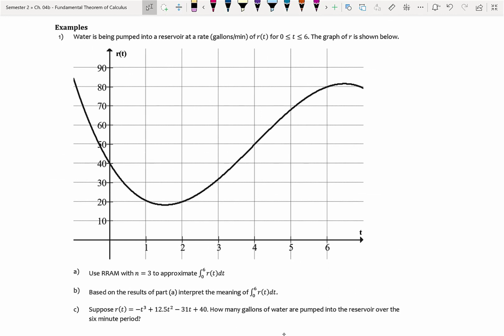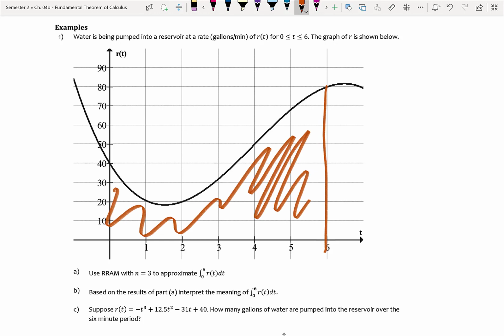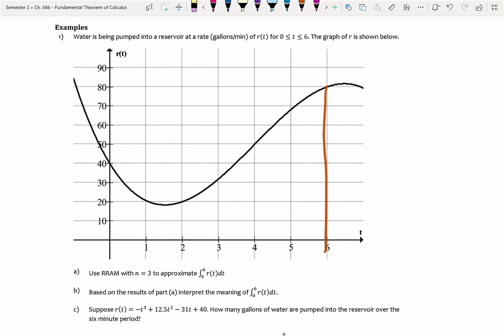It says, use RAM with n equals 3 to approximate the integral from 0 to 6. The actual integral would be this thing, right? But if I'm using RAM with n equals 3, that's not going to be a very accurate one. Okay, get over that. It's still asking you to do it. RAM means the top right of the rectangle is on the curve.